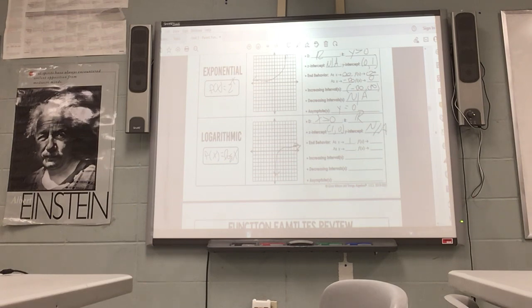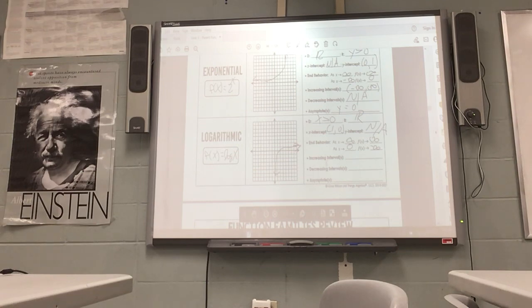End behavior. As x goes forever to the right, what does y do? Goes up, so positive infinity. Now, it's not negative infinity on this. x doesn't go to the left forever. What's the farthest left it goes? As x goes close to 0, what does the y do? Down, so negative infinity. It says as x approaches 0, y approaches negative infinity, and x doesn't go to negative infinity.